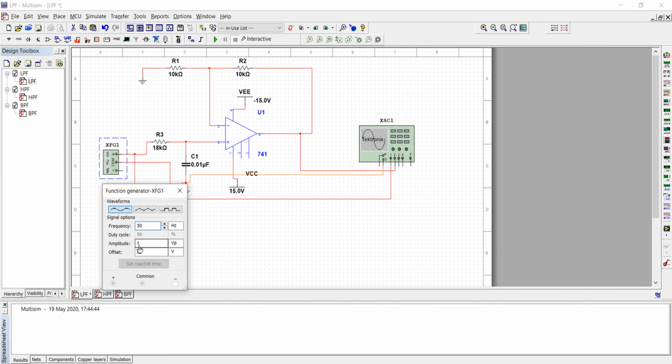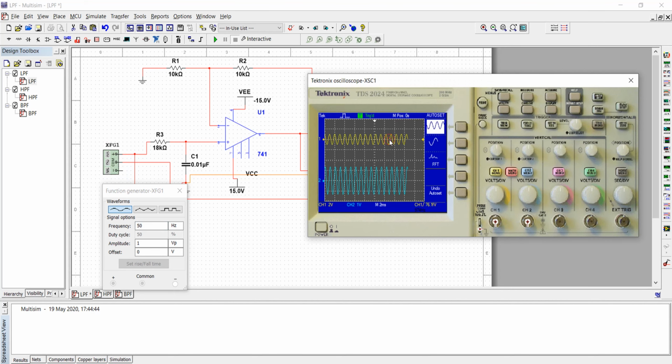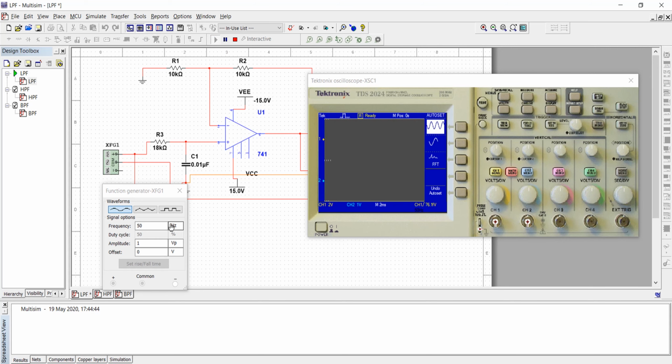The amplitude is 1 volt peak, so the peak to peak voltage will be equal to 2 volts, and I will keep this window open, and I will open the oscilloscope at this particular part and execute. So when I execute this for 50 hertz frequency, the yellow color waveform, that is channel 1, is the input waveform, and the blue color is the output waveform.